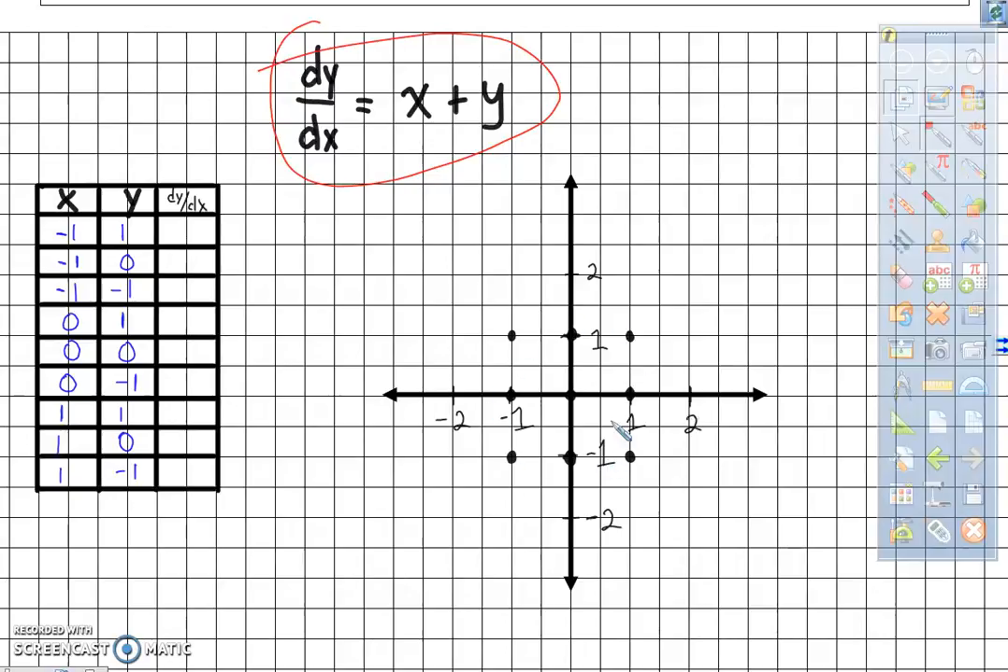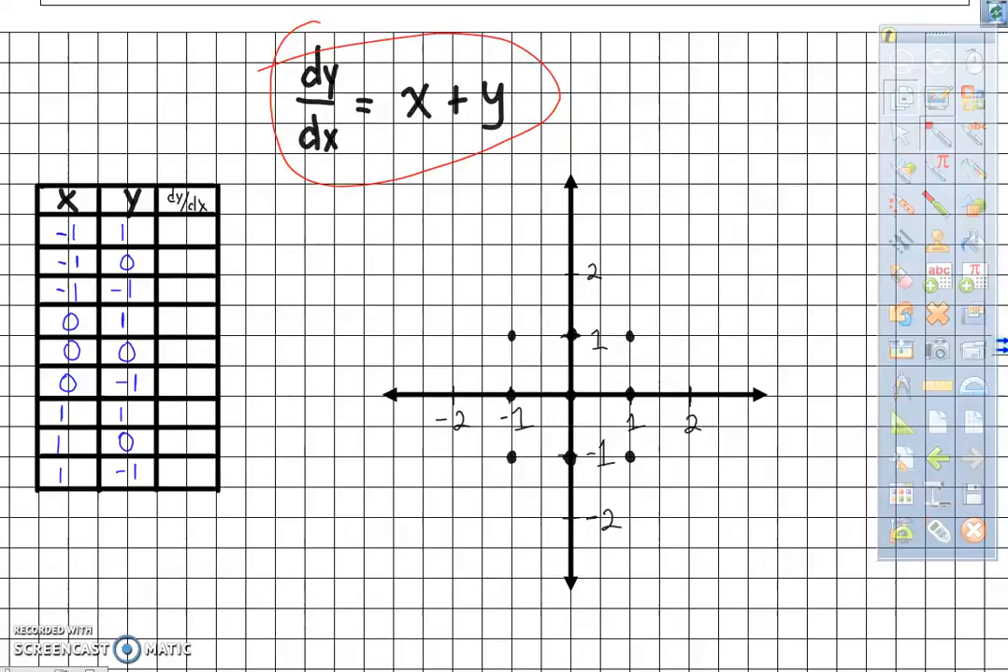There's no rule as to where on the grid you have to focus. You don't have to focus at the center, quadrant 1, quadrant 2. On the AP test, they will have points already laid out for you on the grid, so that you know where to place your tiny little slopes or your slope fields.